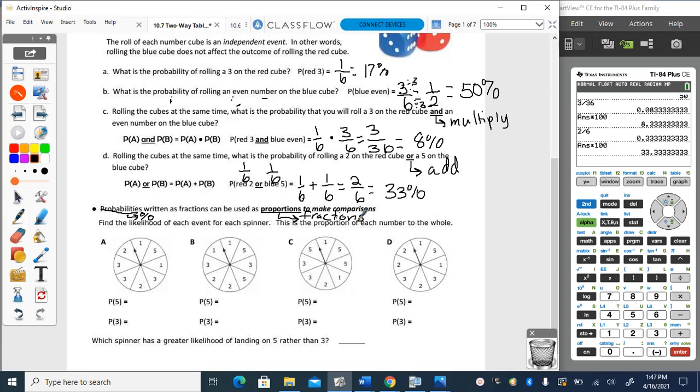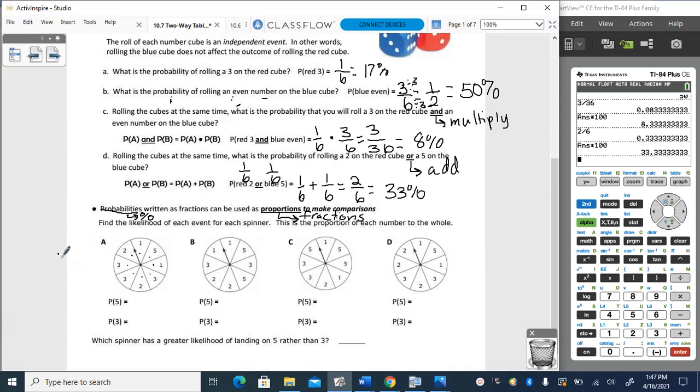So let's take a look at the first one. We have this spinner. Let's always figure out the whole first. So what is the whole number we have? How many sections on the spinner do we have? 1, 2, 3, 4, 5, 6, 7, 8. So when we know that we're doing part over whole, we will know that the whole will always be 8.